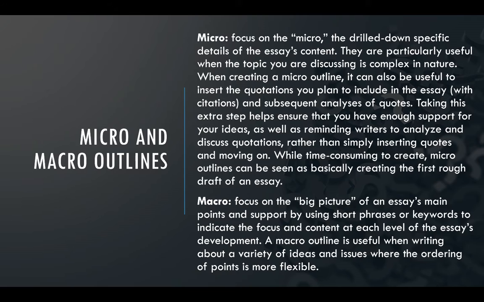So the micro outline, as it says, focuses on drilling down into specific details of the essay's content. They are particularly useful when the topic you are discussing is complex in nature. When creating a micro outline, it can also be useful to insert the quotations you plan to include in the essay. So including your citations, but the actual quotes and paraphrases you're going to use for support and subsequent analyses of these quotes. Because remember, you can't just put a quote in there by itself. You've got to give me some analysis.